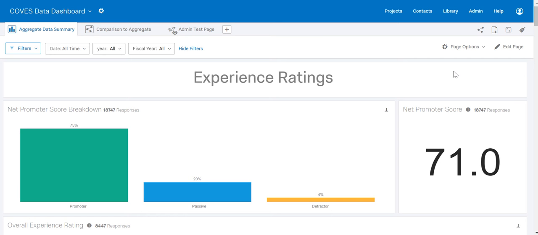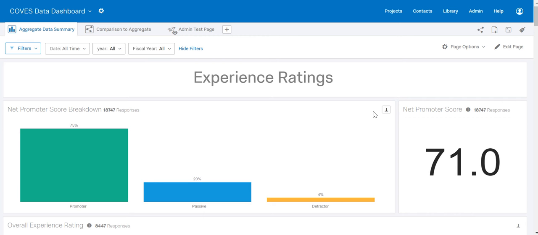In this series of videos, we're going to look at the different dashboard pages and what's on them. So let's look at the Cove's aggregate data dashboard first. The aggregate and institution-specific dashboards look very similar, so if we walk through everything on the aggregate dashboard, you'll get a good idea of what's on the institutional one. We'll start with the aggregate data summary page.